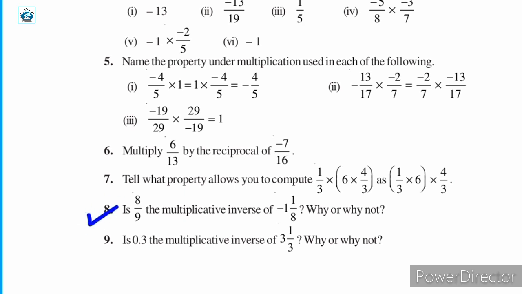Is 8 by 9 the multiplicative inverse of minus 1, 1 by 8? Why or why not? Here we are asked, is 8 by 9 the multiplicative inverse of minus 1, 1 by 8? So we need to explain if it is, then why it is, and if it is not the multiplicative inverse, then why it is not. So let us see the solution to find out.